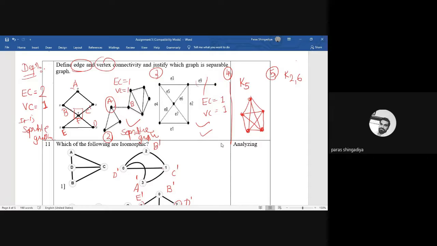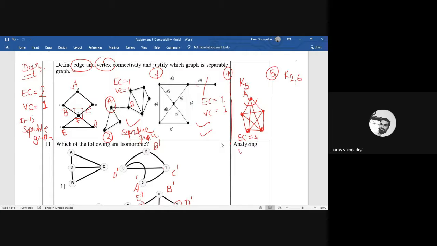So to disconnect any vertex, how many minimum edges do you have to delete? 4 edges. For example, to make A disconnected from all the remaining vertices, how many edges do you have to delete? At least 4 edges you have to remove. Then A will be disconnected from the remaining graph. Clear? So what is the edge connectivity of this graph? That is 4. Okay.